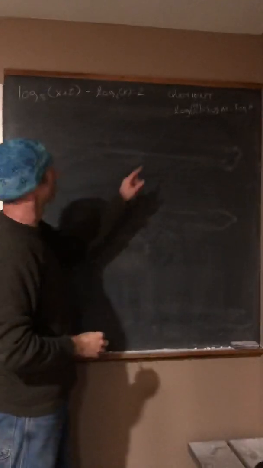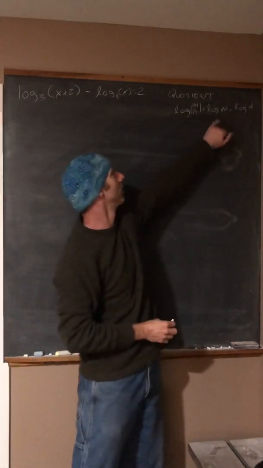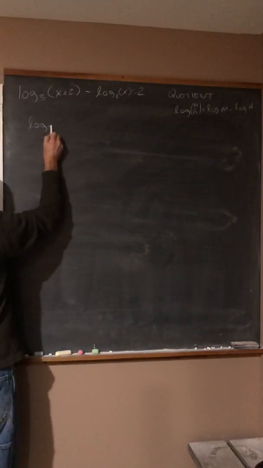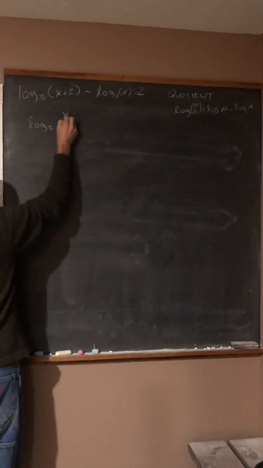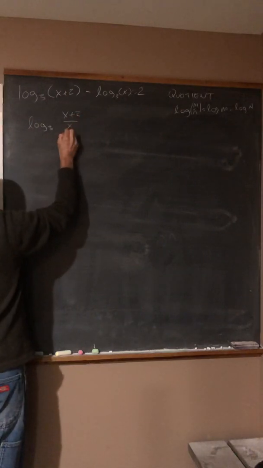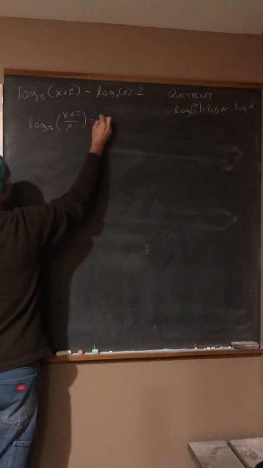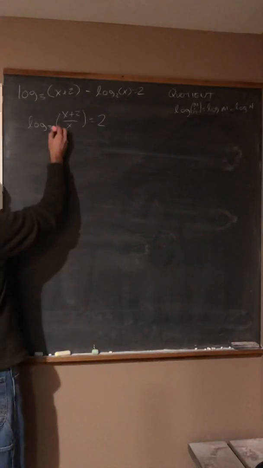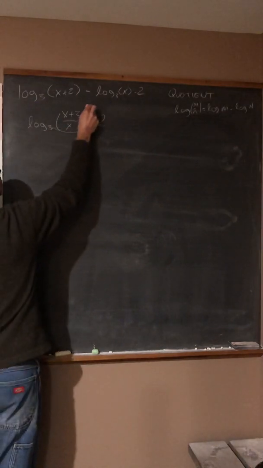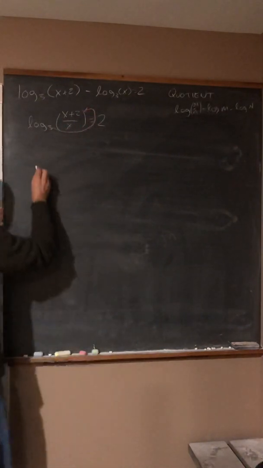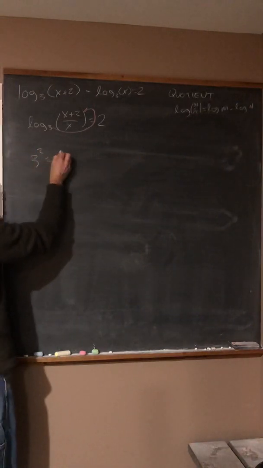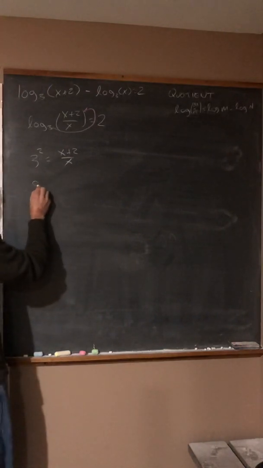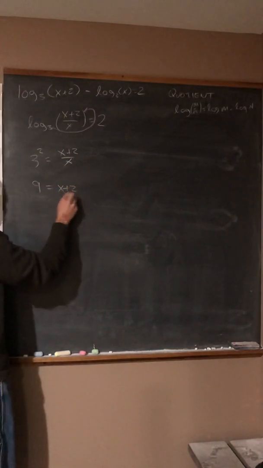Okay, so we're going to use the quotient rule. Here, it's in this form. I'm going to put it back in that form. So, log base 3 of x plus 2 over x equals 2. I can go ahead and say 3 squared equals the argument. So 3 squared equals x plus 2 over x. Solve for x, so 9 equals x plus 2 over x.